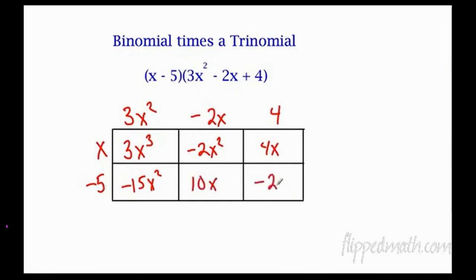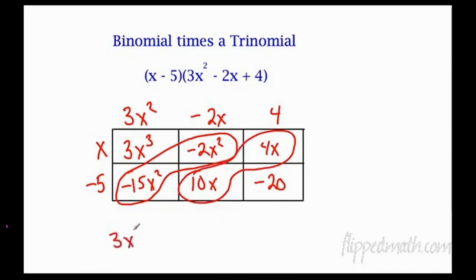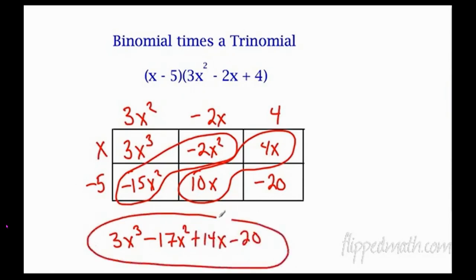Now remember, diagonally, we have like terms. So let's do it. Standard form, highest exponent first. 3x to the third. Negative 15 minus 2 is negative 17x squared. When I combine like terms, do I change the exponents? Hello? Hello? I'm talking to you. No, I don't change the exponent. I keep it. So 10x plus 4x is 14x, and then minus 20. That's a binomial times a trinomial.